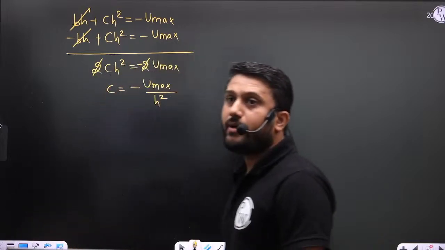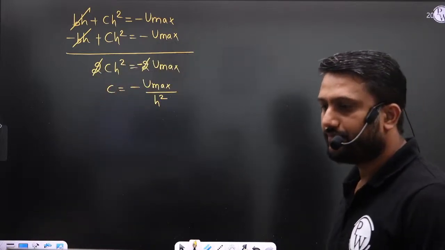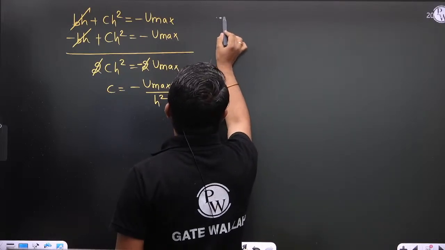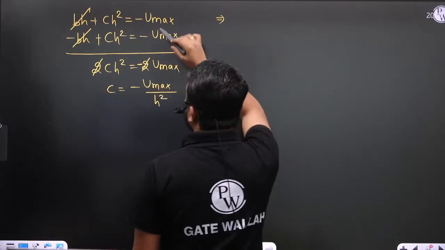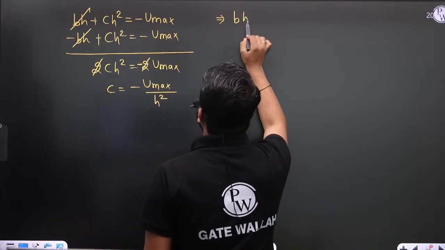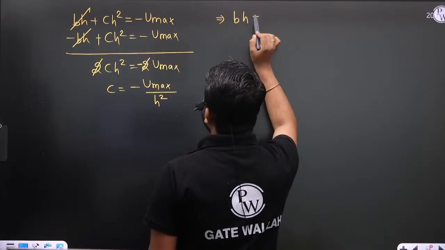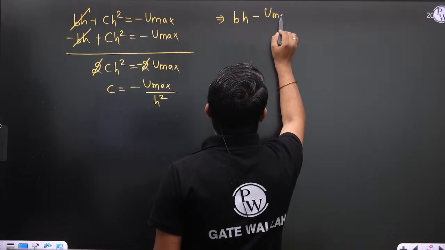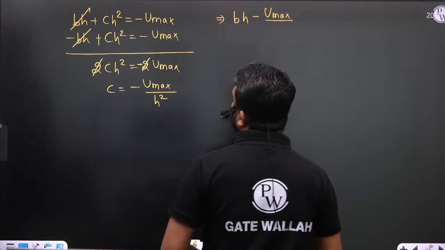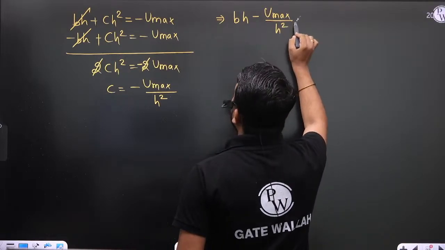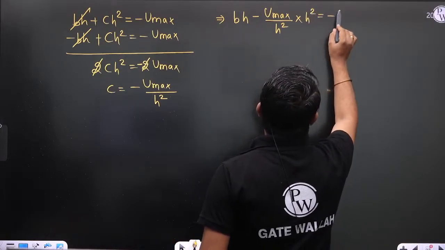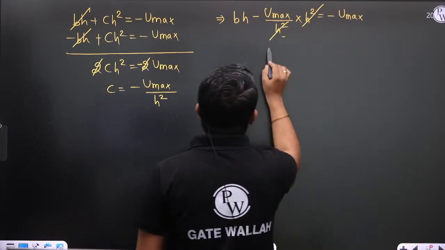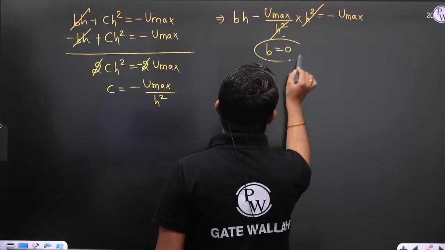Right? C is equal to minus u max by h square. Now calculate b. Put this value of c in expression number 1. So bh minus u maximum by h square into h square is equal to minus u maximum. So h square is cancelled out, and ultimately what you are getting is the value of b as 0.